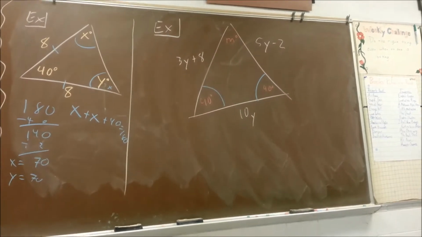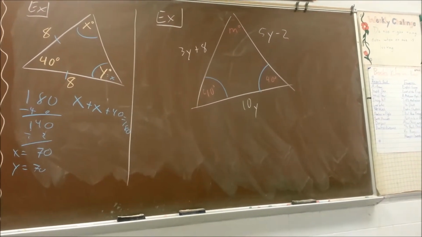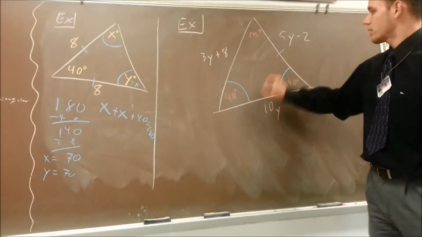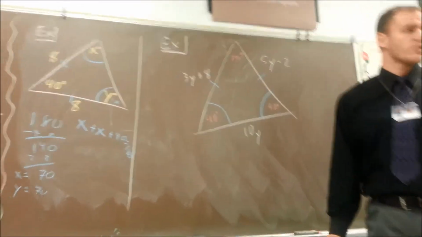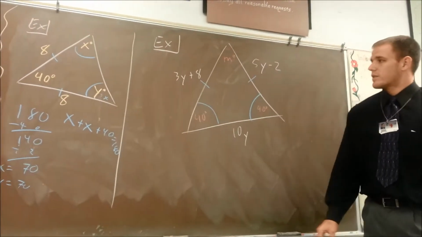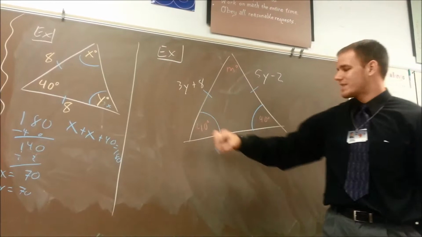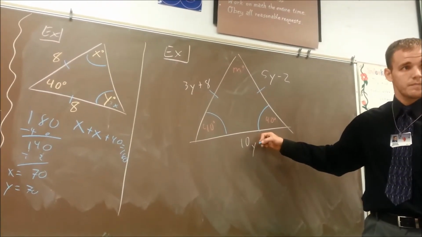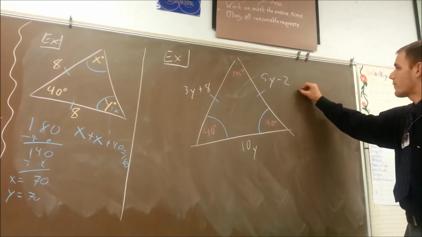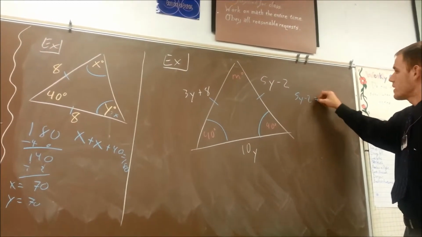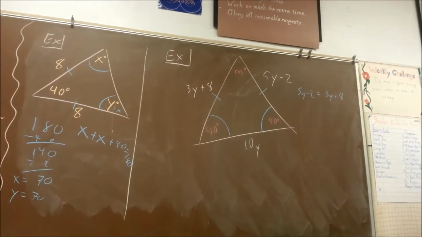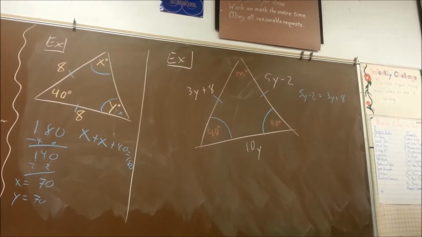What does that mean, sir? Two sides are congruent. What two sides? The 5y minus 2 and 3y plus 8. If they're congruent, then they're also equal. So these two sides have to be equal. Does that mean they have to equal this side as well? Nope, not on this one. These two sides are going to be equal. So 5y minus 2 is equal to 3y plus 8.